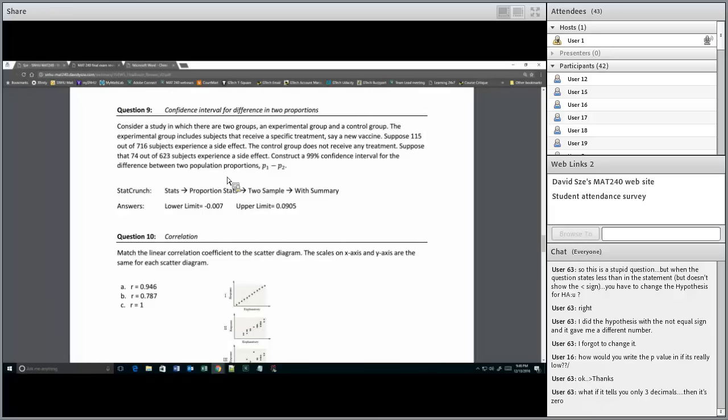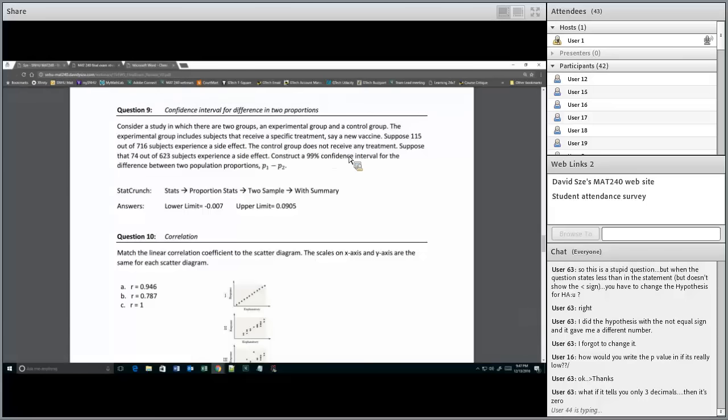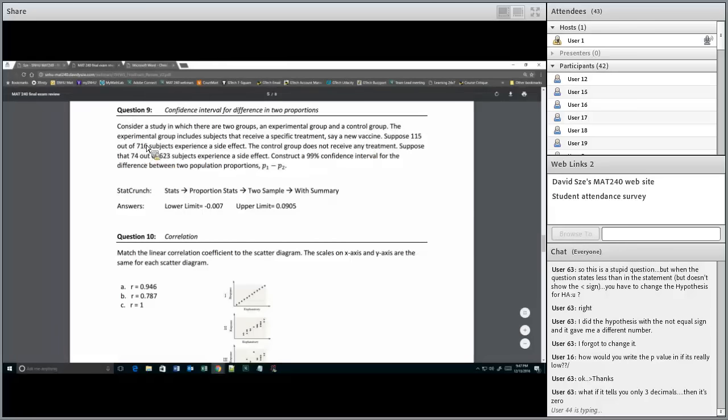So let's read this problem. Consider a study in which there are two groups, an experimental group and a control group. The experimental group includes subjects that receive a treatment, say a new vaccine. Suppose 115 out of 716 subjects experience a side effect. So here you have an experimental group in which you had 716 subjects. They were given a new vaccine, and out of the 716, 115 suffered a side effect.